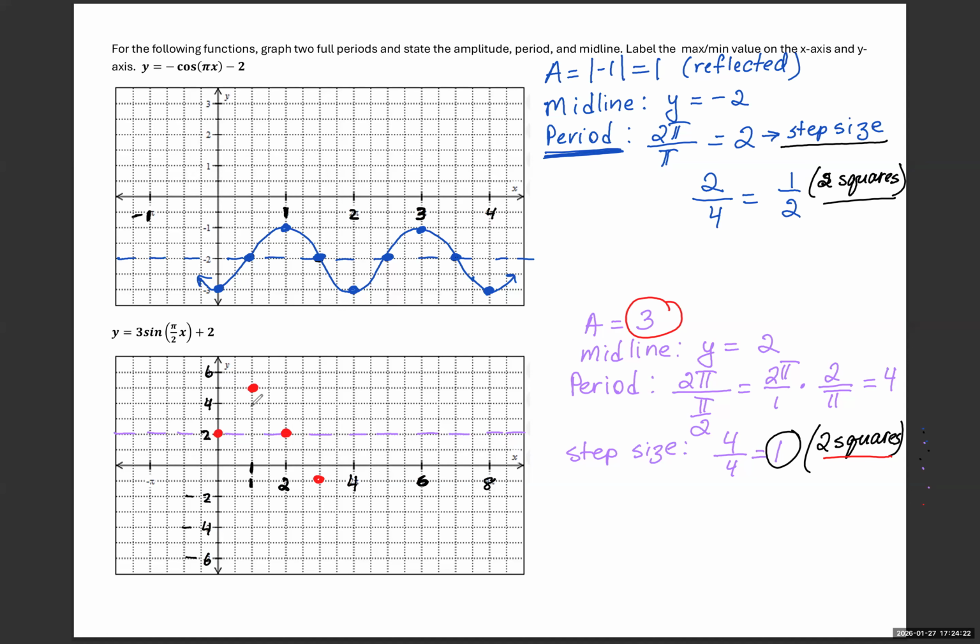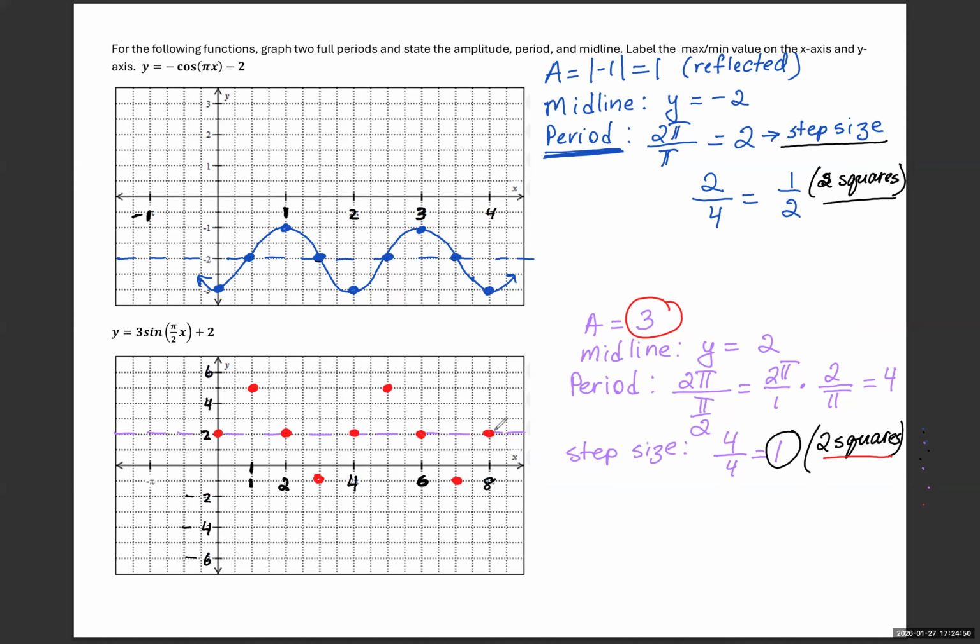The amplitude is 3 between the new x-axis, this dashed line, and the maxes and mins. So right here's your min. 2 squares to the right is another x-intercept. 2 squares to the right is another maximum. 2 squares to the right is another x-intercept. 2 squares to the right is another min. And 2 squares to the right is another x-intercept.